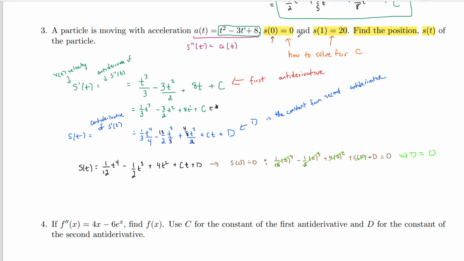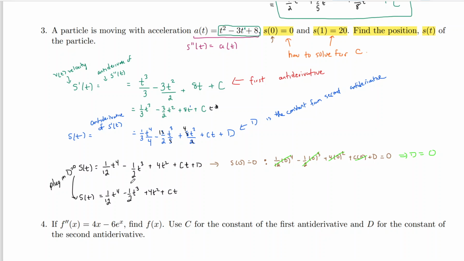Well, that's great because that just let us solve for d, and we can plug that in. So I'm going to plug it in. And now all we'll have left to do is solve for c. S of t equals 1/12 t to the 4th minus 1/2 t cubed plus 4t squared plus ct. The d is 0, so if I add 0 on, it doesn't do anything, and we're just left here now.